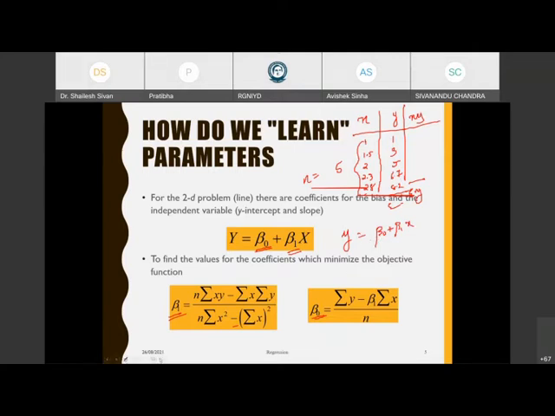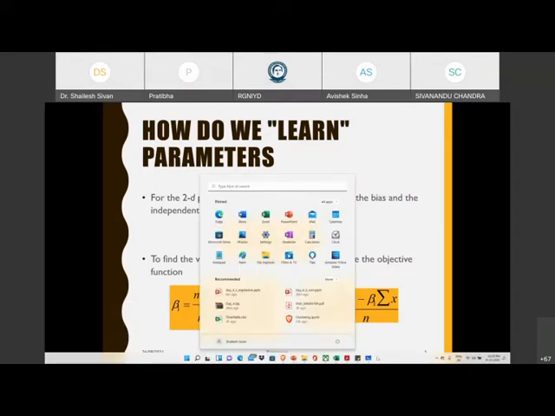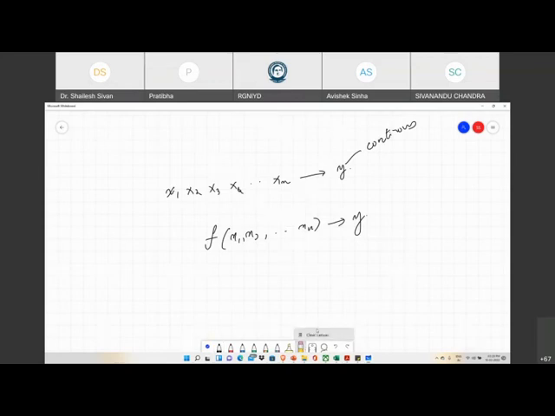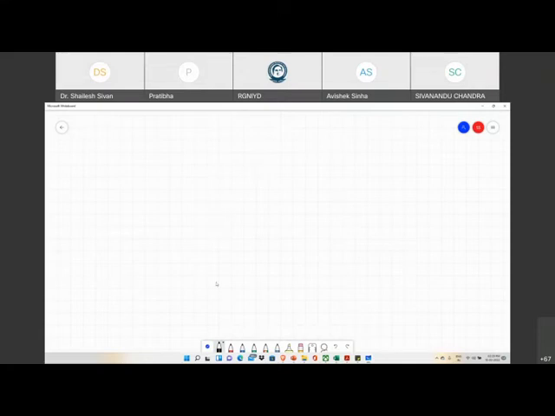Now just see, consider a real time example. Like you have an independent variable x, which is represented by time spent for studies. And y is the mark obtained for exam.